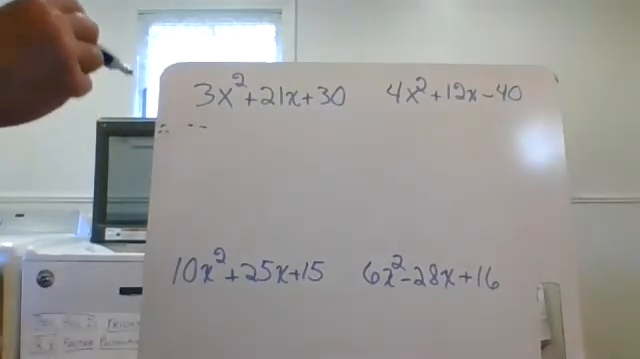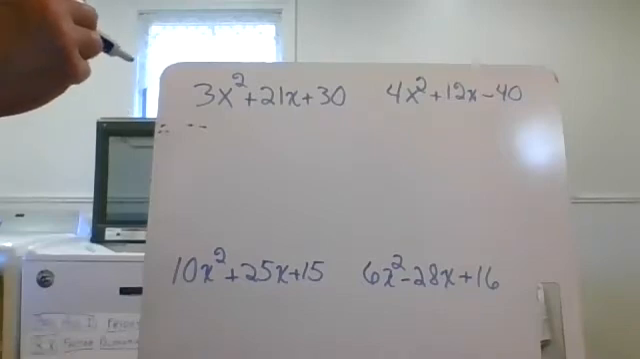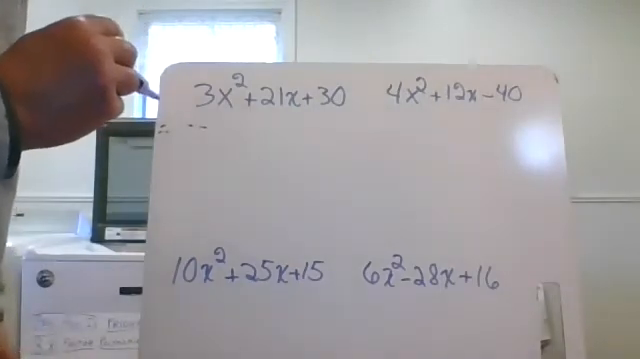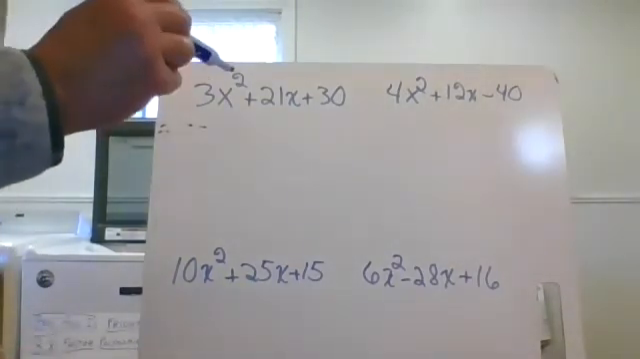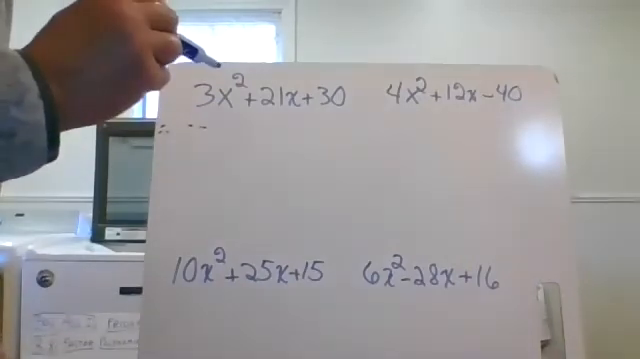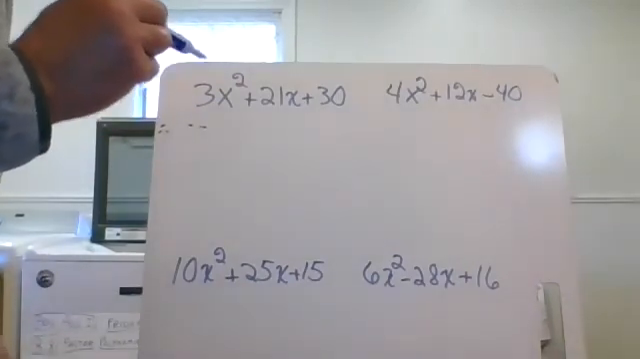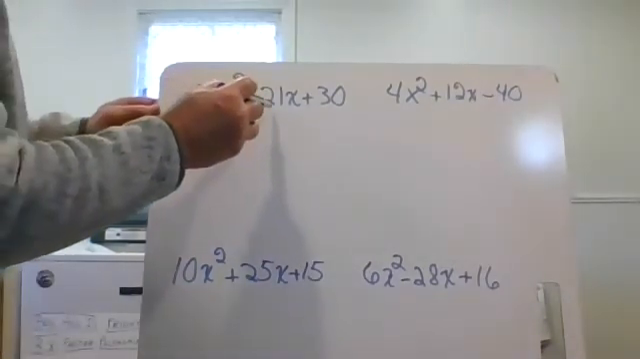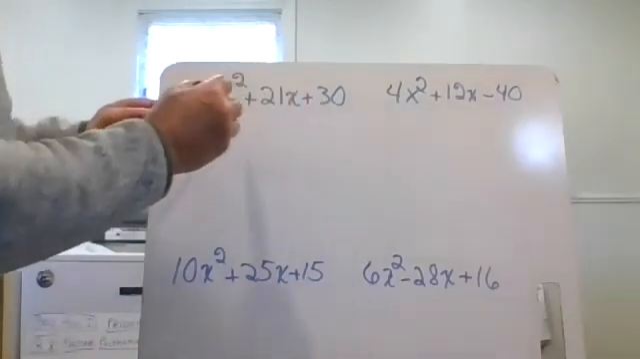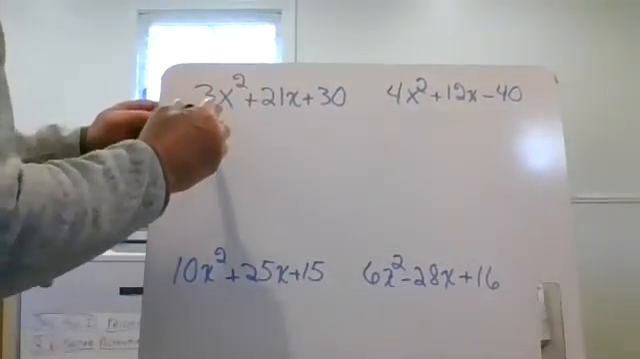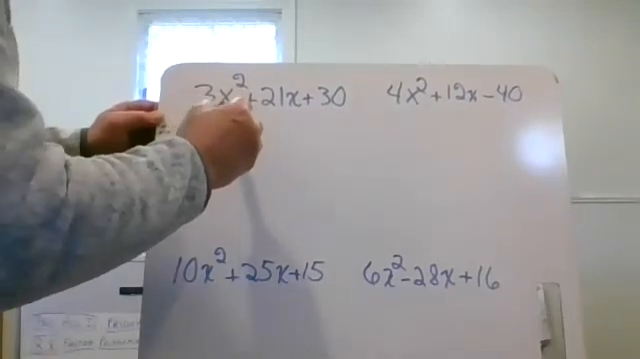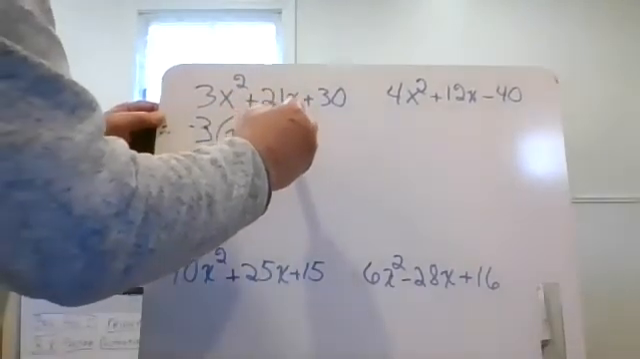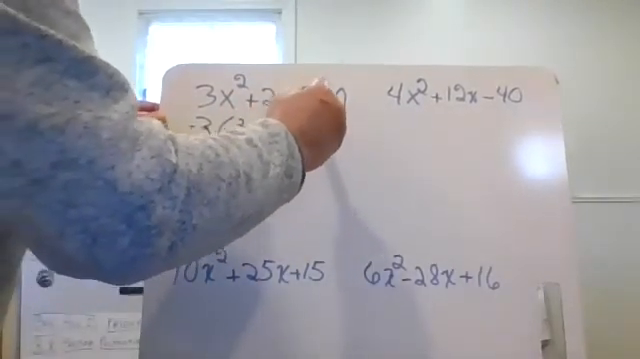And again, the first step is to look for a greatest common factor. You factor that out, then you look at what you have left and you see if that can be factored, and you have to factor it. So in this first problem, we see a 3, a 21, and a 30. So we know a 3 comes out. And so that leaves you with x squared plus 7x plus 10.